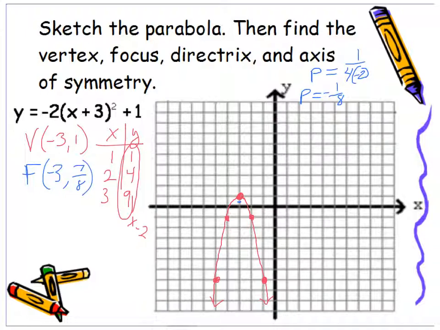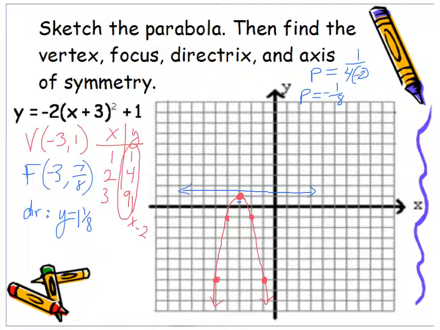And then for my directrix, I have to go up 1/8, and it's going to be a horizontal line right here. So the directrix is y equals, and the vertex was at 1, and then I went up 1/8, so I'm at 1 1/8 for the directrix.